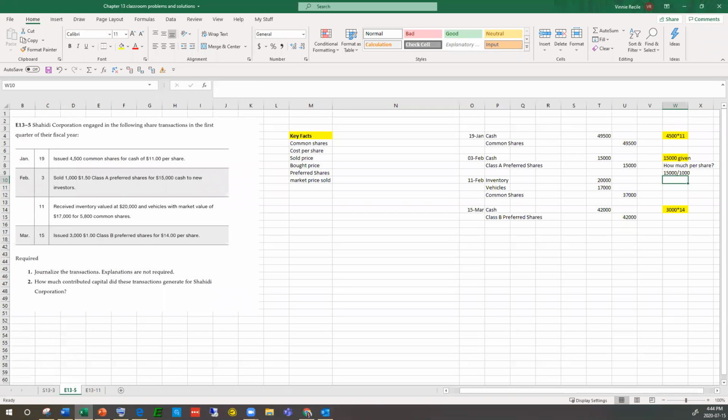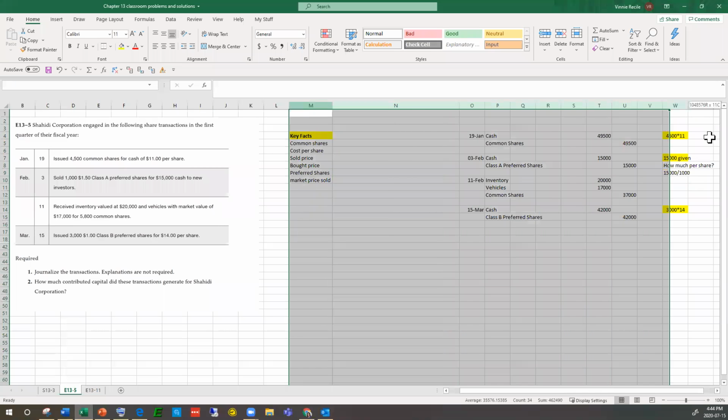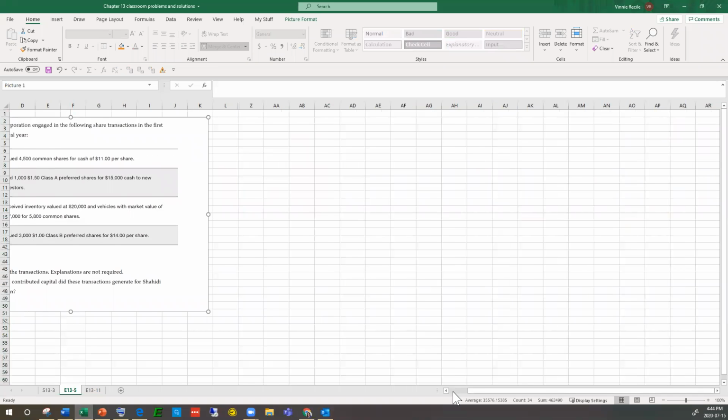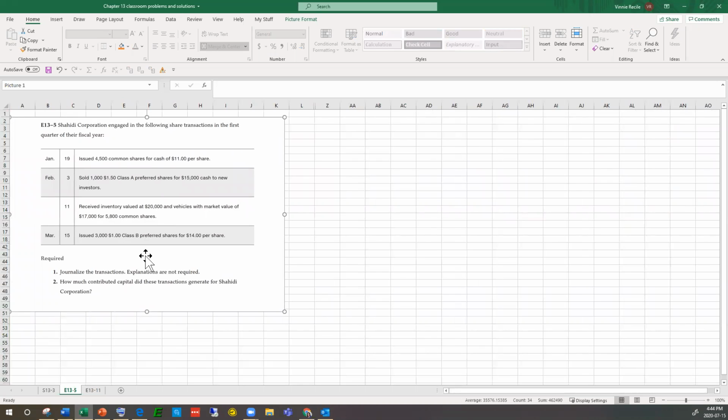So I'm just going to move over the solution, and we're going to work on reading the problem first, and then we will work on the steps for the solution here. Shahidi Corporation engaged in the following share transactions in the first quarter of their fiscal year. They've got a series of transactions that occurred. Let's review them. January 19th, they issued 4,500 common shares for cash at $11 per share.